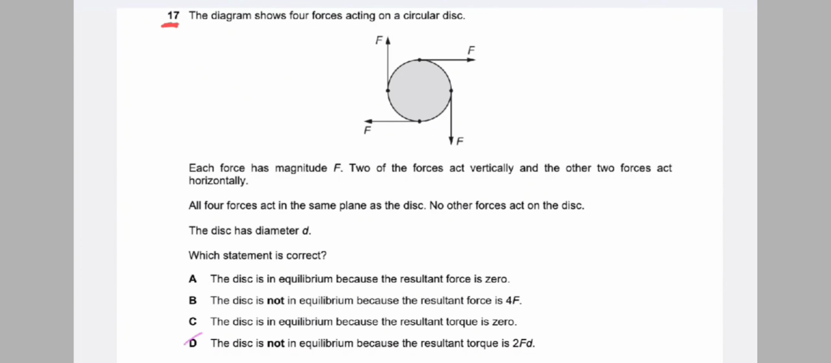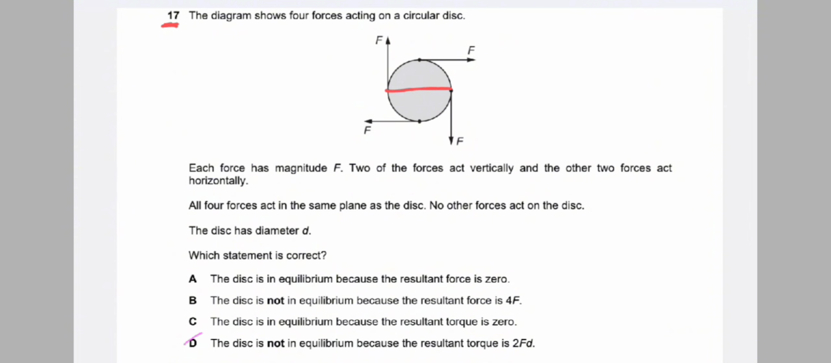Question number 17. The diagram shows four forces acting on a circular disc. Each force has a magnitude F. Two of the forces act vertically and the other two forces act horizontally. All four forces act in the same plane as the disc. No other forces act on the disc. The disc has a diameter d. So the diameter is d.